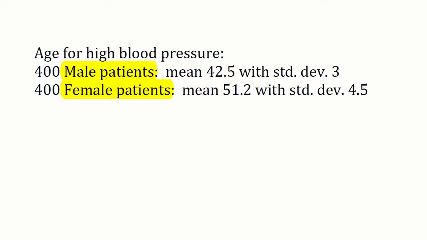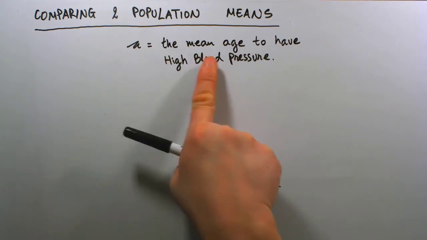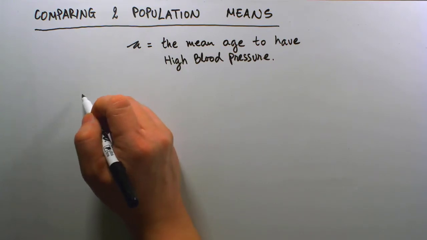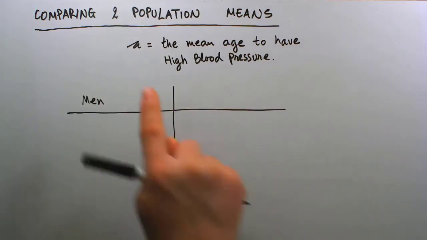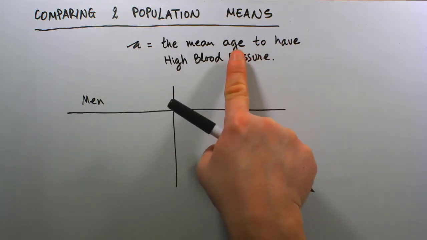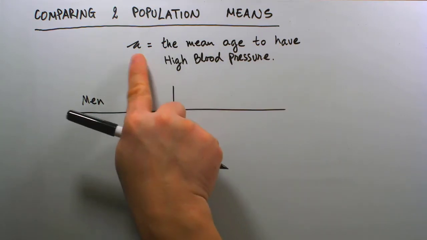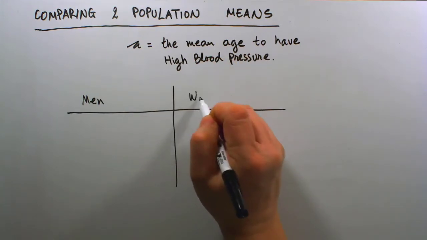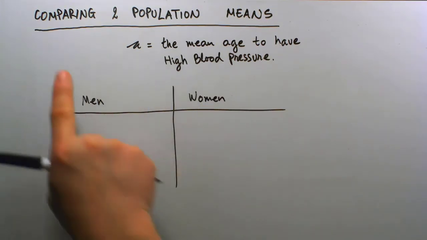Let's swing back to my writing board. The idea now is apparently the same mean age, but we can look for it in two separate populations. From the description we have seen on the computer screen, in the man population we can look for the same mean age to have high blood pressure, and that general population mean age to have high blood pressure also exists in the woman population.